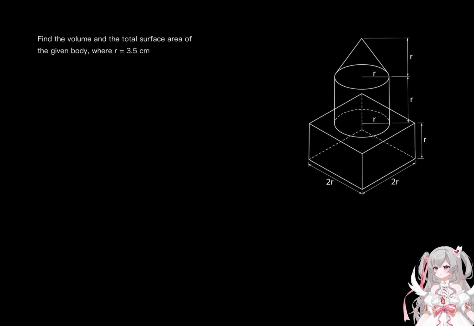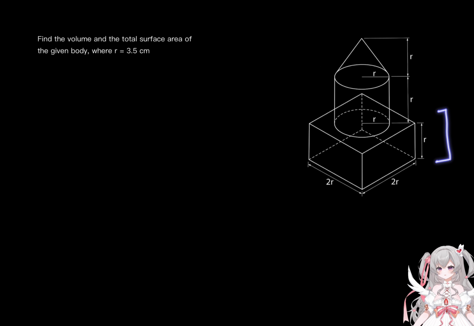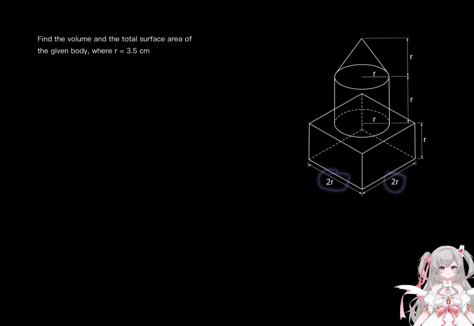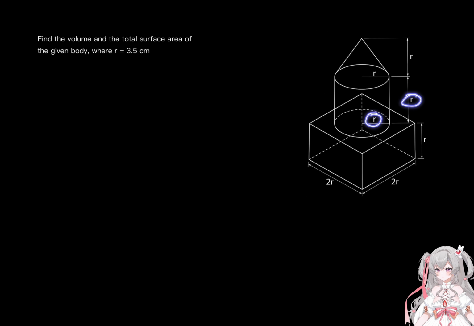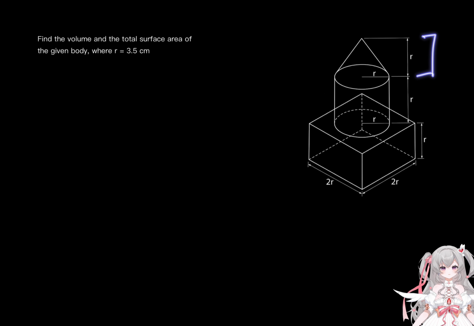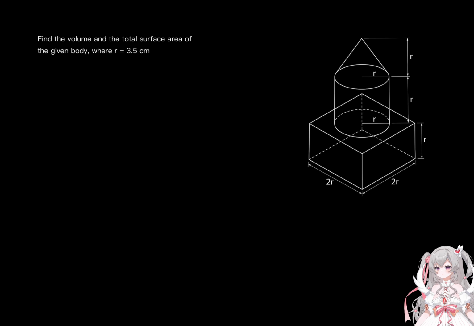But remember, before doing any calculations, it is important to identify the shapes involved. For example, at the bottom here, we have the square prism. The side length of the square base is 2r, and the height of it is r. On top of it sits this cylinder, which has the radius r. And lastly, on top of the cylinder, there is this cone, which also has the radius r and the height r. So in a nutshell, the entire solid is made from these 3 different parts.